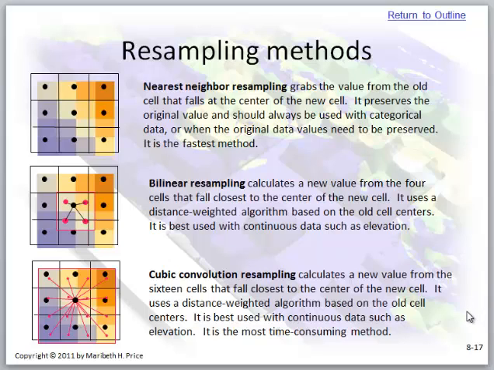Cubic convolution resampling calculates a new value from the 16 cells that fall closest to the center of the new cell. Distance-weighted algorithm based on the old cell centers. It is best used with continuous data, such as elevation. It is the most time-consuming method, but as you can imagine, it may be the most accurate. The one in the middle is the bilinear, although it cannot be used with categorical.